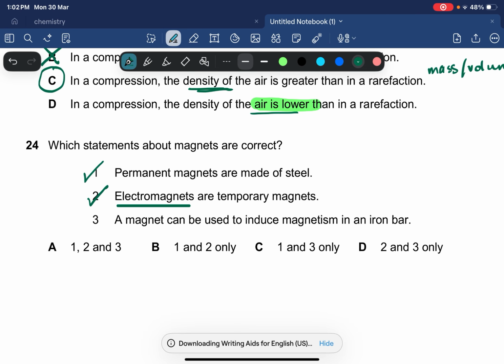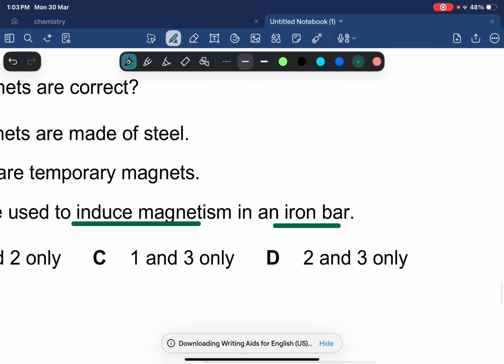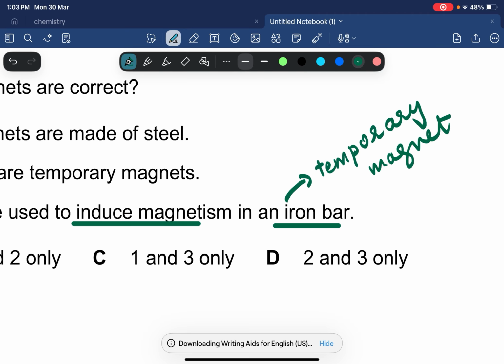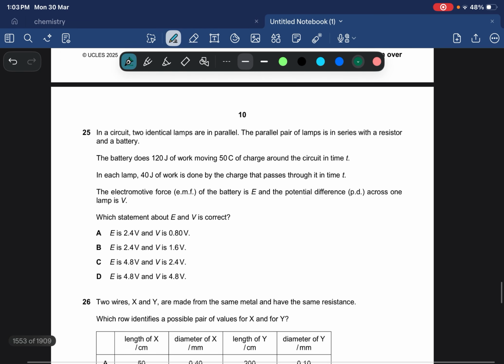A magnet can be used to induce magnetism in an iron bar. Yes, an iron bar is a very good temporary magnet. So what you can do, you can induce magnetism in it, and when you remove the magnet, the magnetism is going to go away. So 1, 2 and 3, it magnetizes and demagnetizes easily.